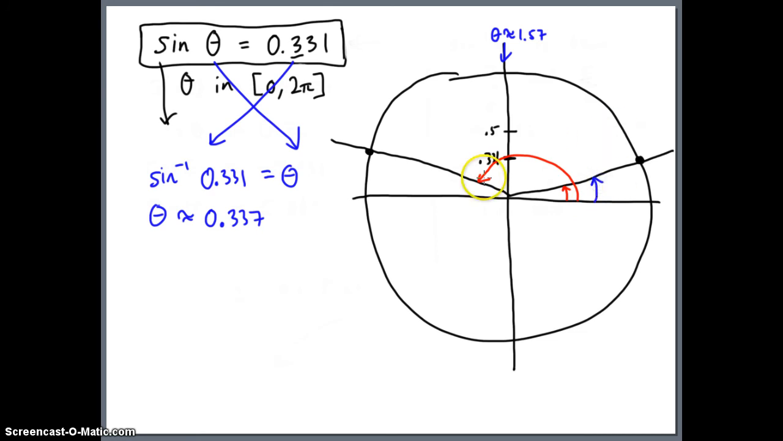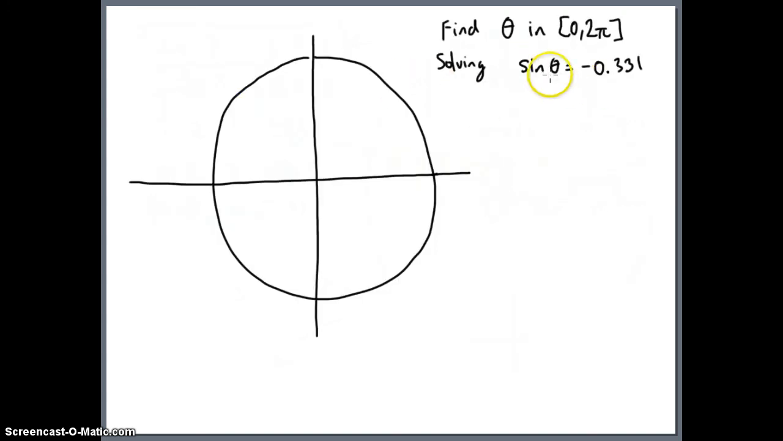But now what we have to do is describe the other angle, and here's where you should use reference angles. The angle that we want to find has this reference angle, and the other angle we want to find has that reference angle. Likewise, we can now look at finding the thetas in the interval 0 to 2 pi such that sine of theta is now equal to negative 0.331. Well, that's approximately negative 0.331. So the corresponding points on the unit circle are here and here.